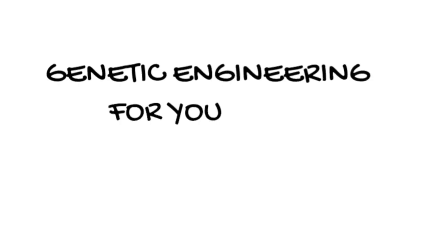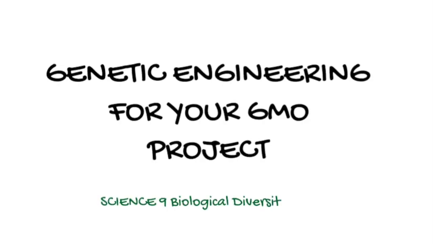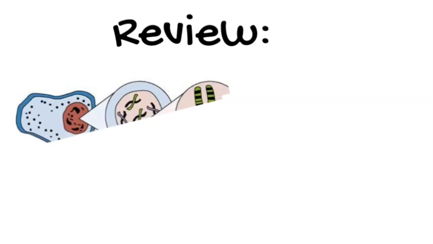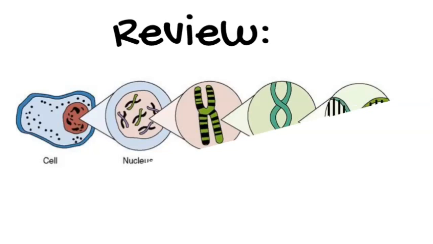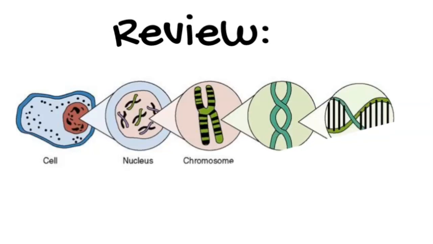This is a companion video to explain simple genetic engineering for your GMO project in Science 9. Making a genetic modification requires us to be very specific. How specific? We need to zoom in past the cell, nucleus, chromosomes, and long strands of DNA to the genes. Genes are segments of DNA that code for specific products.